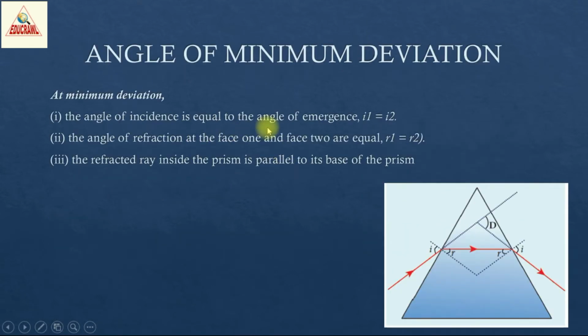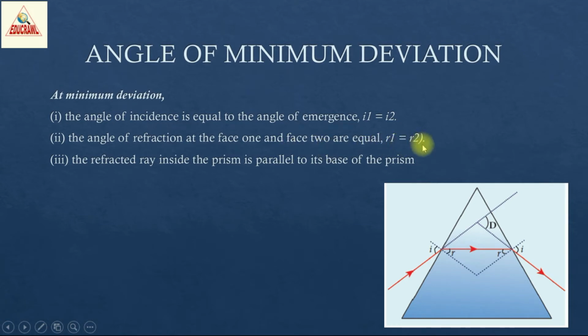At the minimum deviation position, there are two conditions. One is that the angle of incidence should be equal to the angle of emergence. If you see the diagram nearby, the red color line is the incident line and on the next face, the red color line is the emergent line. Both the angles are marked as I because the angle of incidence is equal to the angle of emergence. The second one is that the angle of refraction at face 1 should be equal to the angle of refraction at face 2.